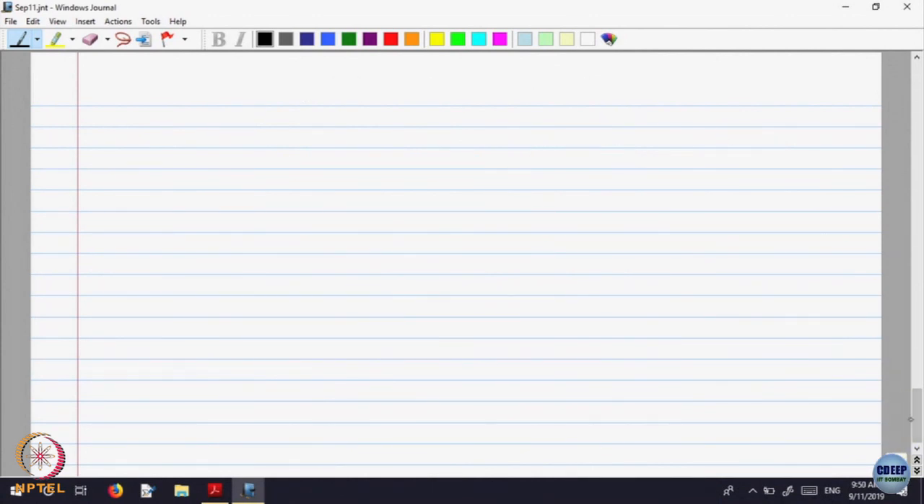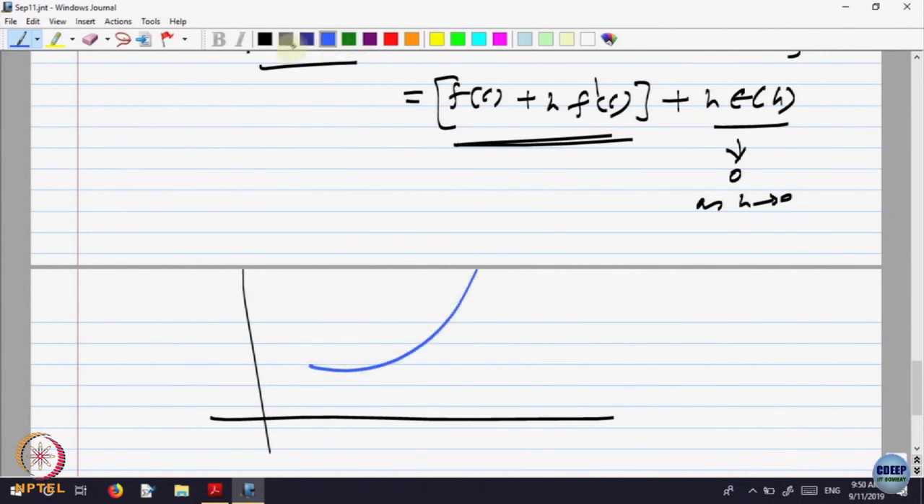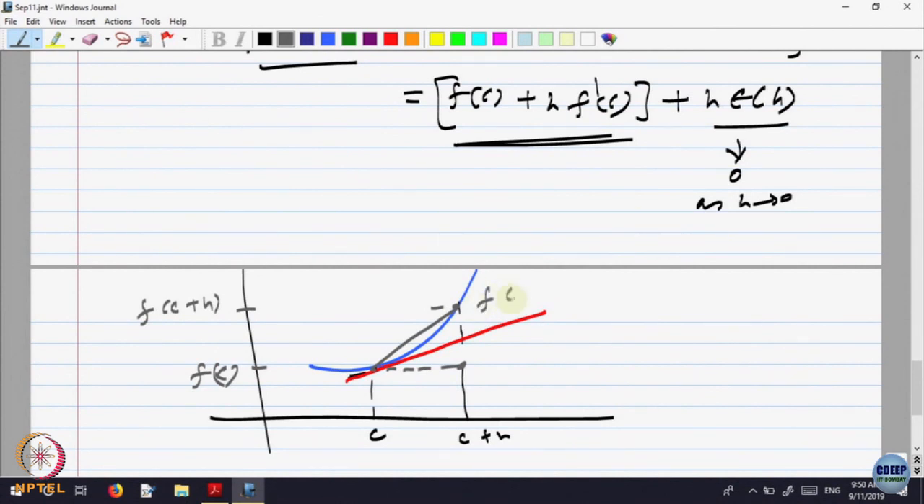What is this quantity geometrically? Let us try to look at it slightly more geometrically. So, let me draw the function, let us draw it this way this time. This is the point C, this is the point C plus H, this is the tangent at that point, and that is the chord at that point. So, that is f of C and this is f of C plus H. This height is f of C plus H, this height is f of C. Let us call this as points, this is P, that is Q, let us call it A and let us call it B.